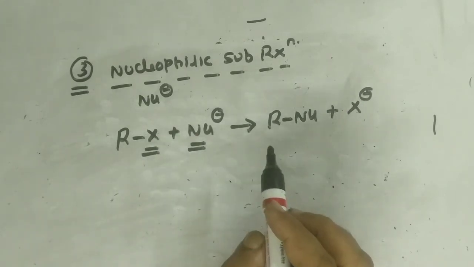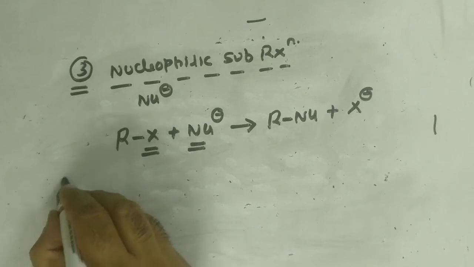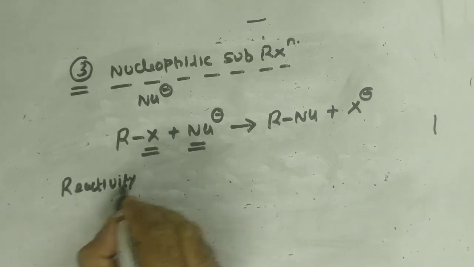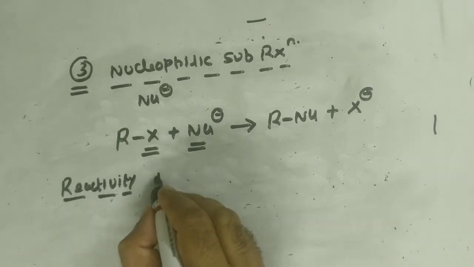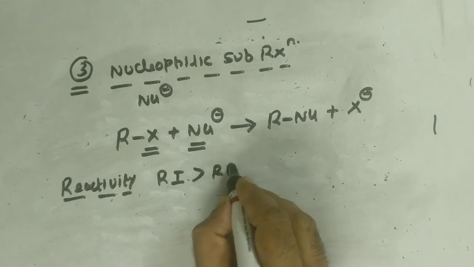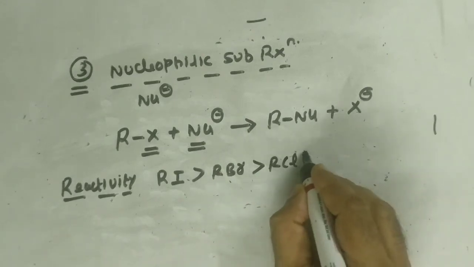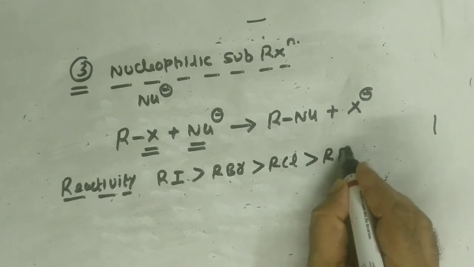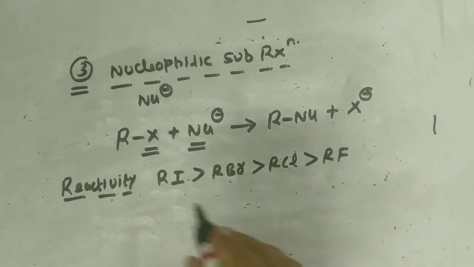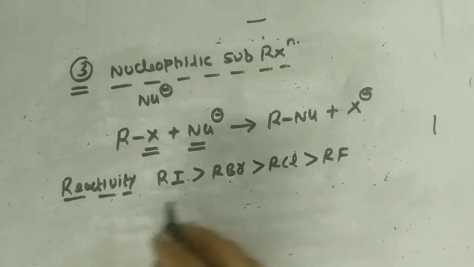nucleophilic substitution reaction. Now in this reaction, it has been found that the order of reactivity is as follows. The iodine containing compound is first, followed by the bromide containing compound, followed by the chloride containing compound, followed by the fluoride containing compound. This is the order of reactivity, the rate of reaction. Iodide is the highest, then bromide, then chloride, and then fluoride. The reason being the bond strength.